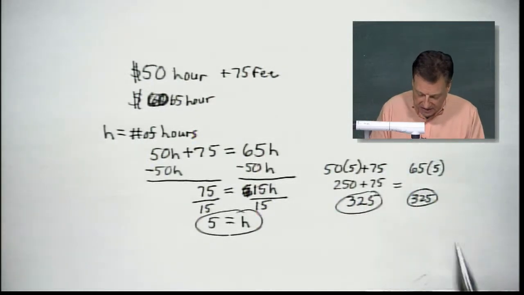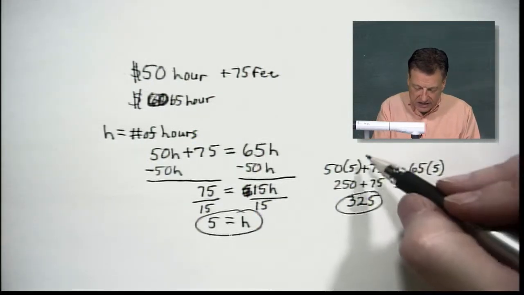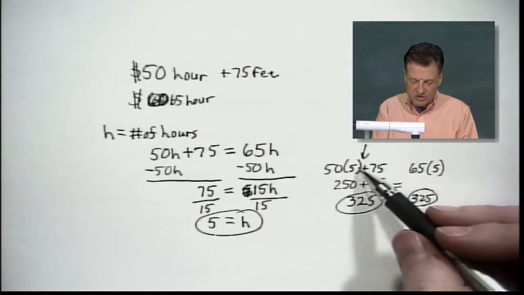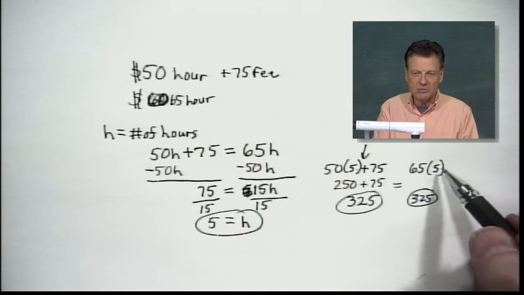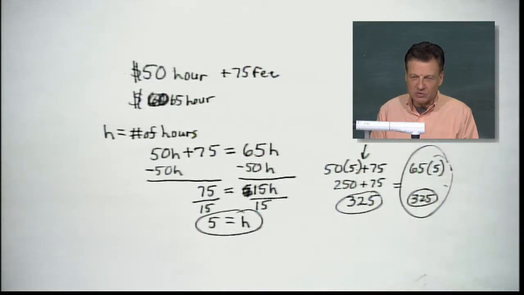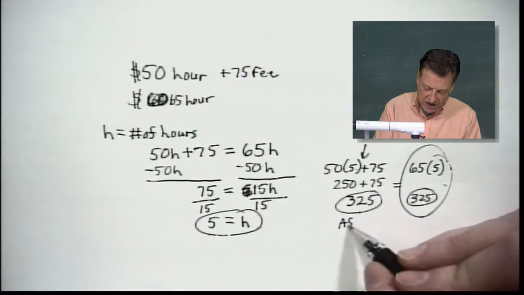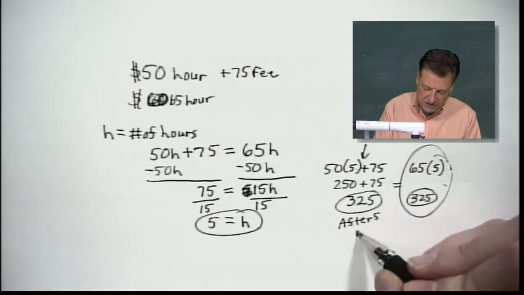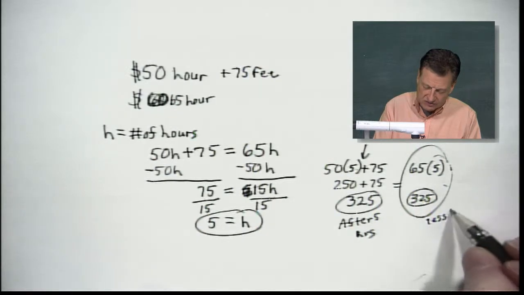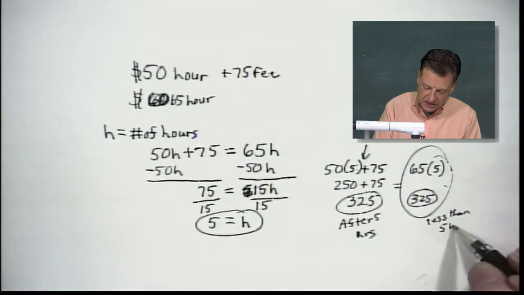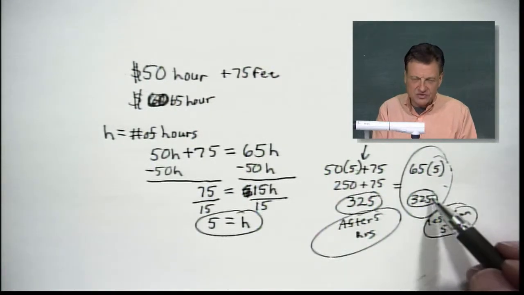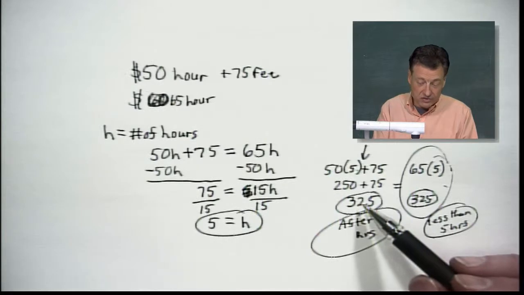it looks like this one's going to be the better deal, because once you get to here, then this guy's going to start becoming more expensive. Before 5 hours, this is the one you want to go with. But this one is for after 5 hours, he's the best deal. For less than 5 hours, he's the better deal. Make sense? Because that's going to be less than $325, and that's going to be more than $325.